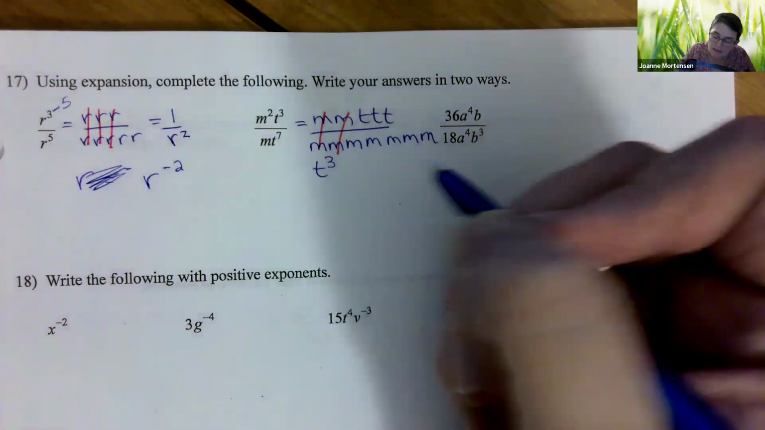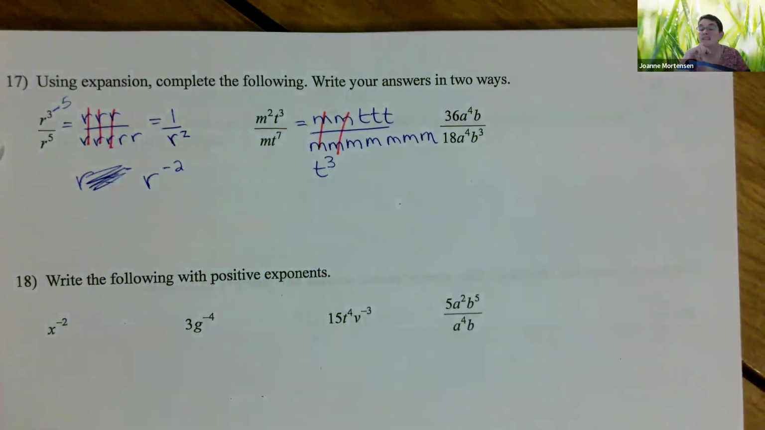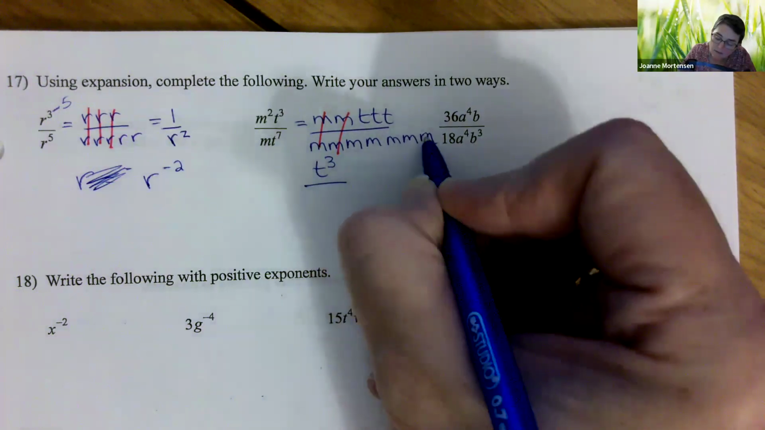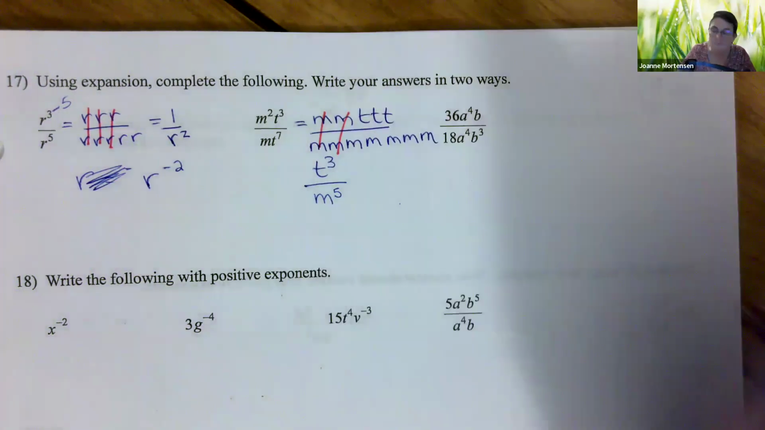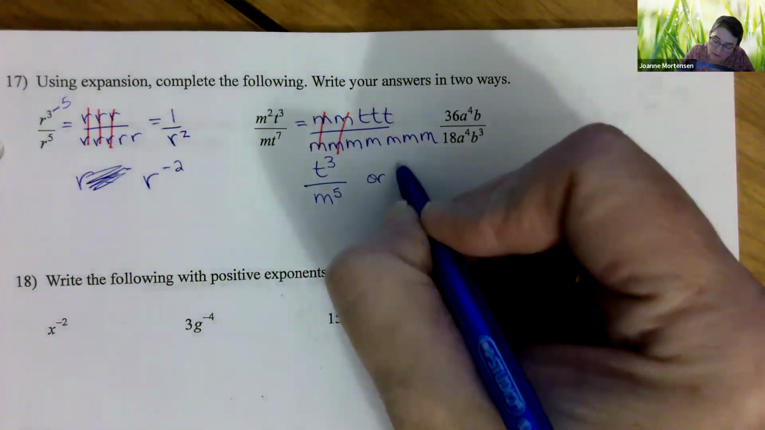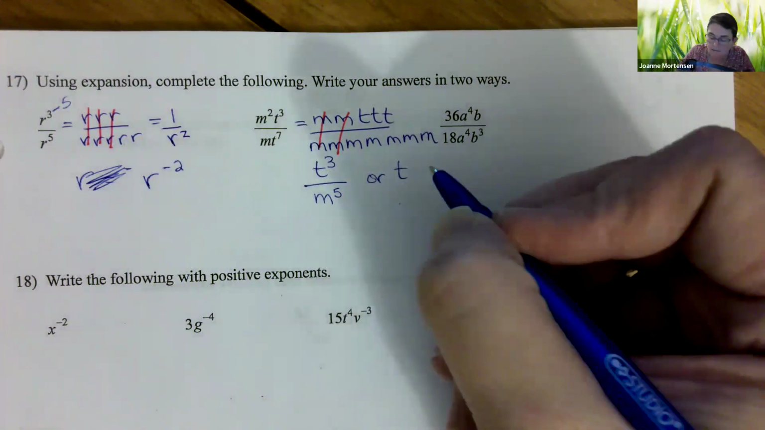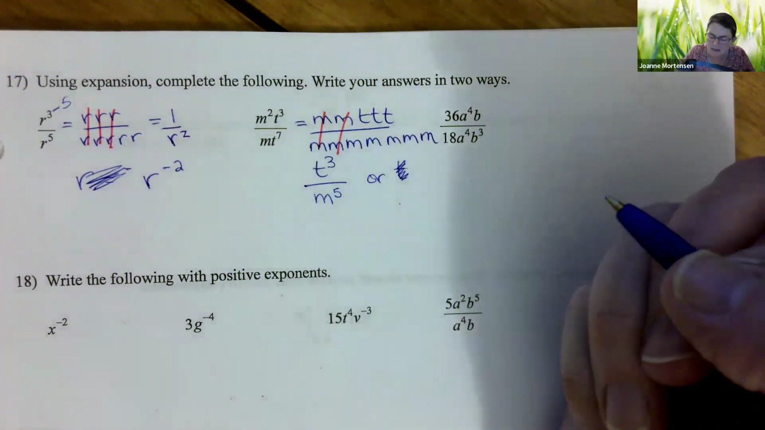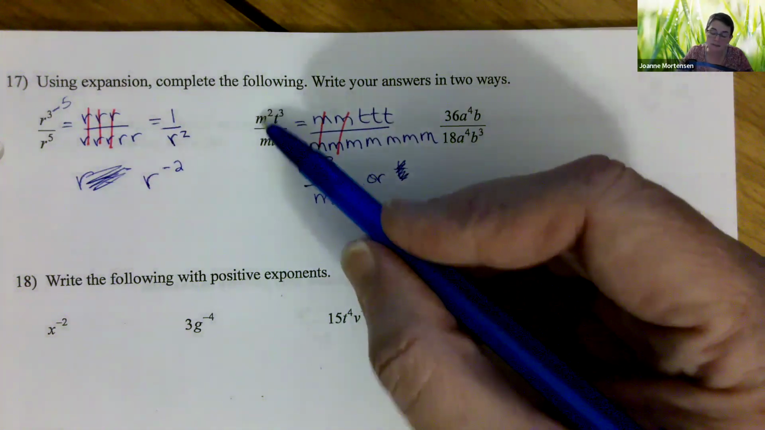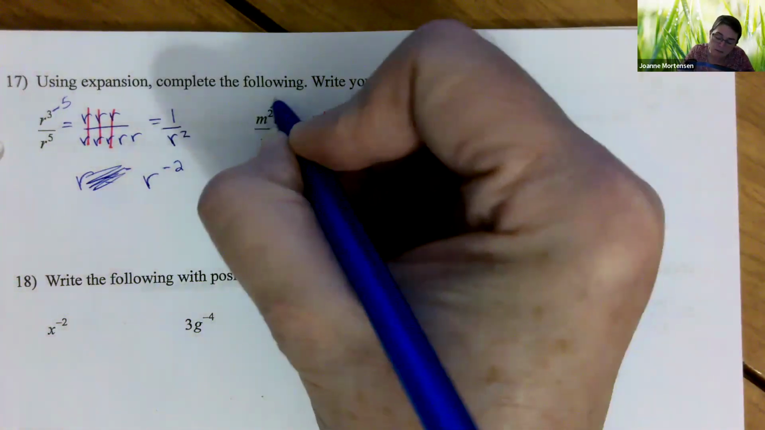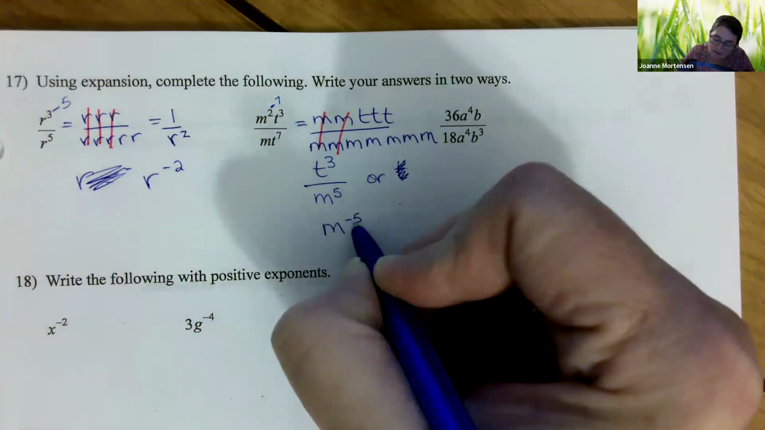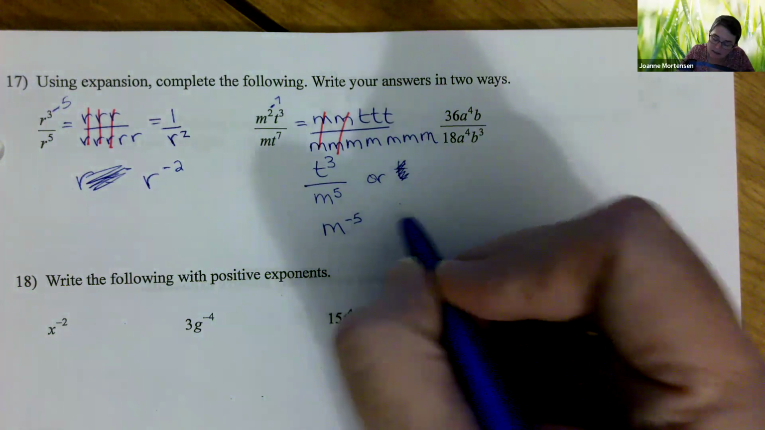T3 stays on the top because there's nothing for it to interact with, so leave it up there. And 1, 2, 3, 4, 5, M5 on the bottom. Whoops, I guess it doesn't really matter, but when you have 2 letters, you normally go alphabetical. And over here it was alphabetical, so the M's came first. So if I go 2 minus 7, I'm going to get M to the minus 5. And then there's nothing, the T3 doesn't do anything.